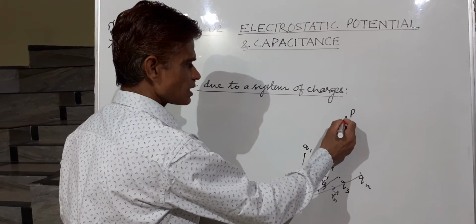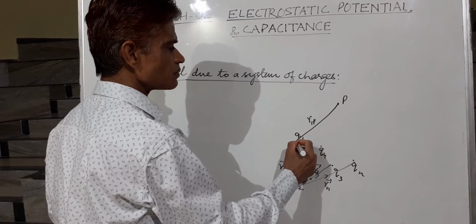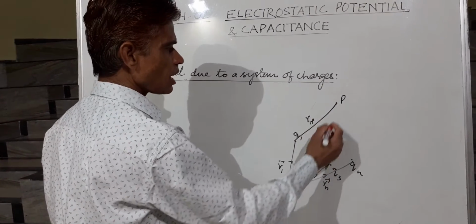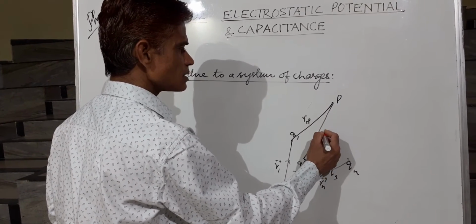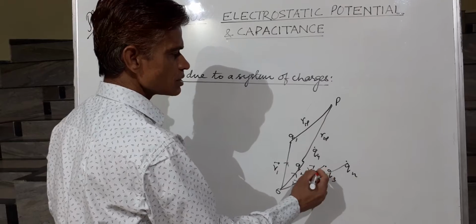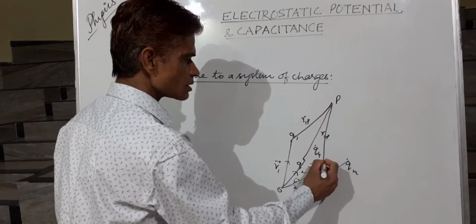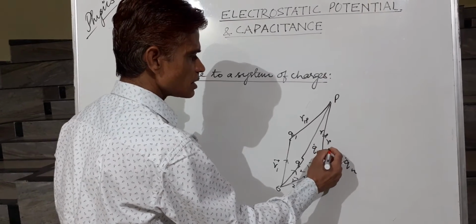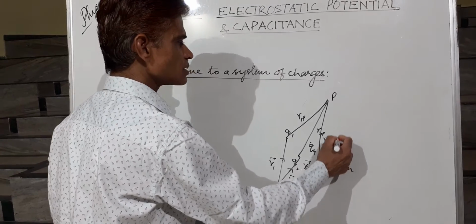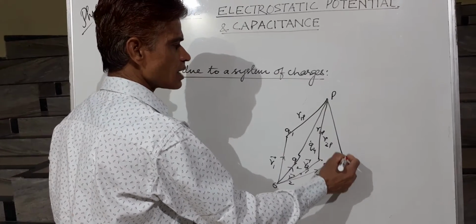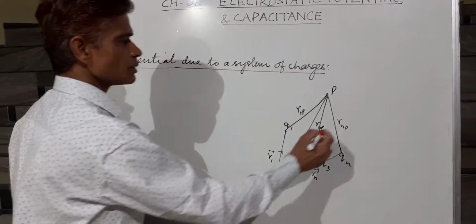So let us suppose that R1P is the distance of the first charge Q1 from P, R2P is the distance of the second charge from point P, and the distance of the third charge Q3 from P is R3P, and so on. The distance of another charge Qn from point P is RnP.